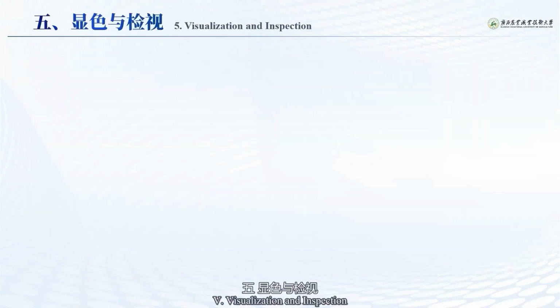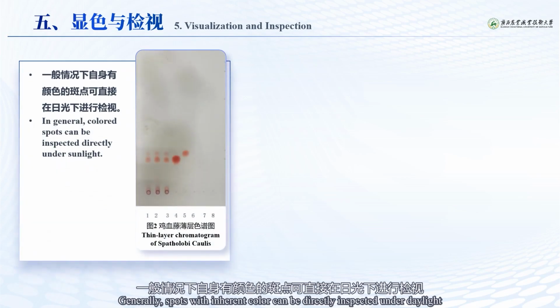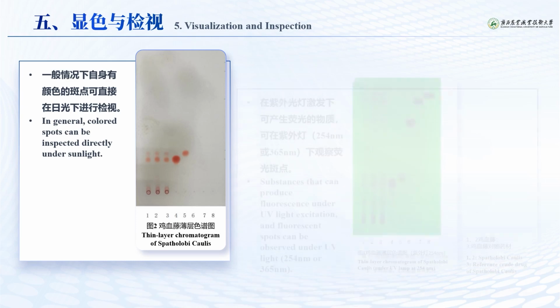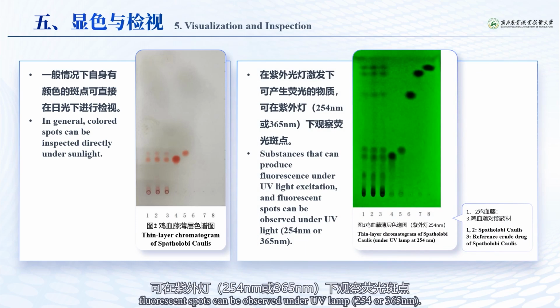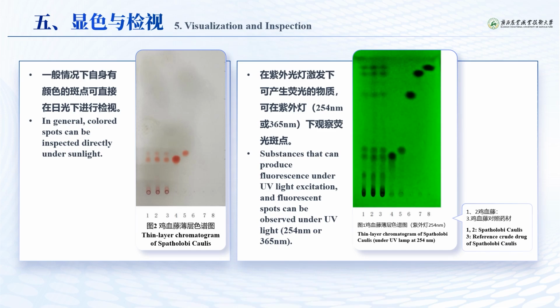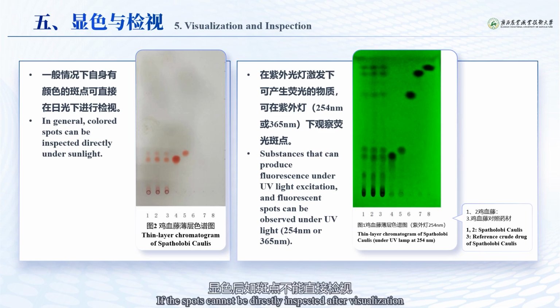Fifth, visualization and inspection. Generally, spots with inherent color can be directly inspected under daylight. For substances that fluoresce under ultraviolet light excitation, fluorescent spots can be observed under a UV lamp, 254 nanometers or 365 nanometers. If the spots cannot be directly inspected, a suitable chromogenic agent or heating may be used for visualization, and then inspected under visible or ultraviolet light.